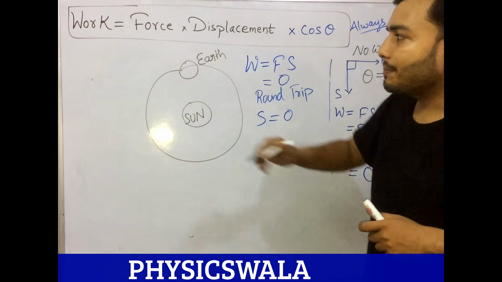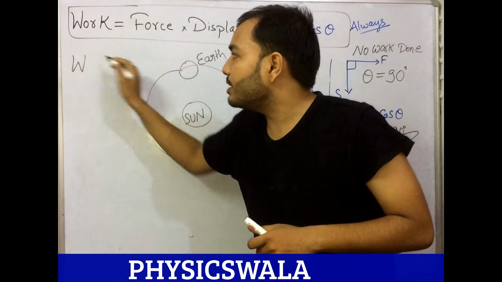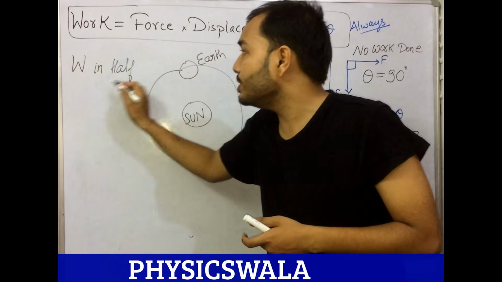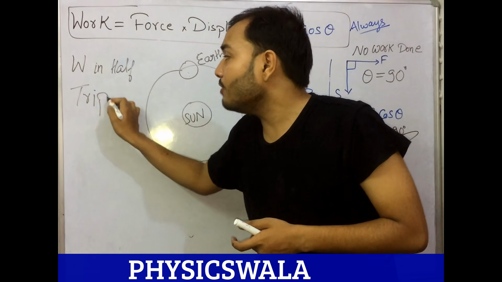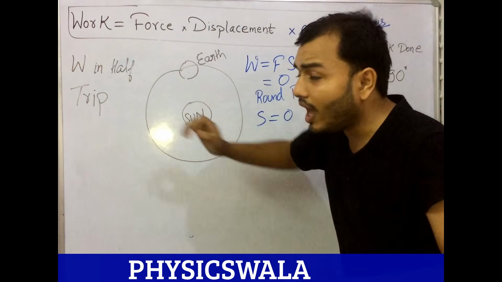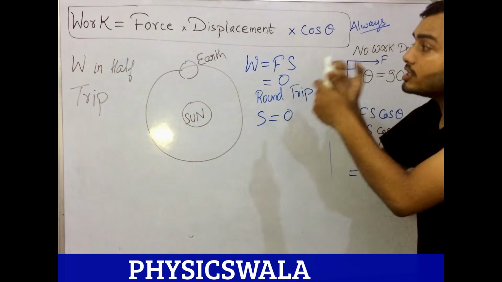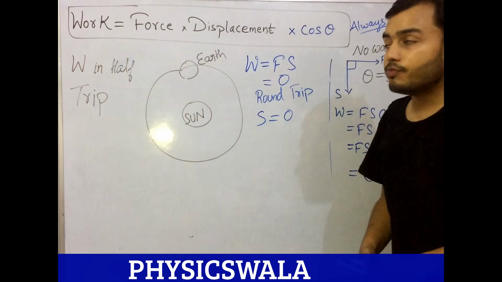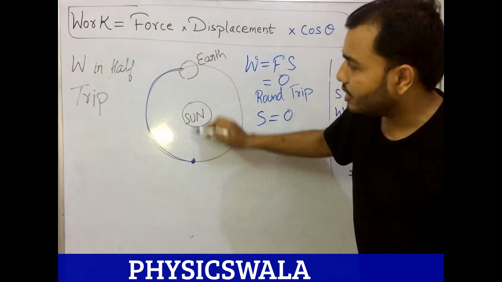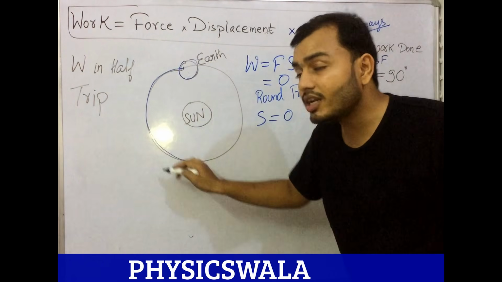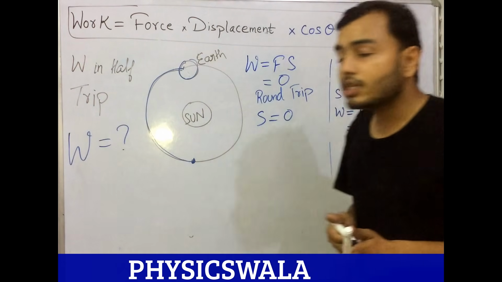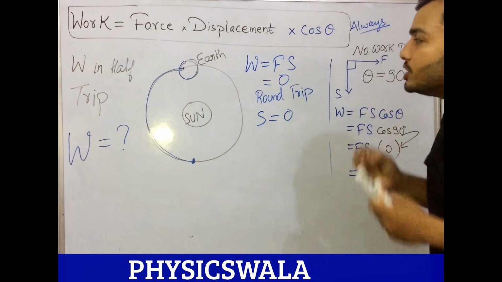Why is it wrong? Suppose I ask you, what is the work done in the same case in a half trip? Suppose the Earth doesn't revolve a full circle, it only goes a half trip. Then what is the work done by Earth? Now you are confused. In the half trip, the displacement is from here up till here, and this displacement is not 0. Then what is the work done? So we have to get to the original concept.